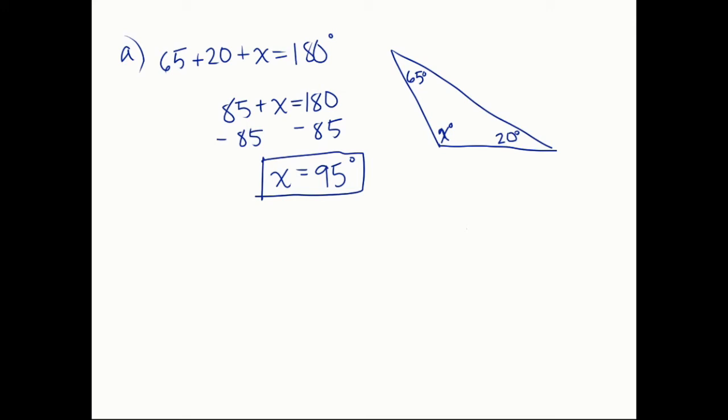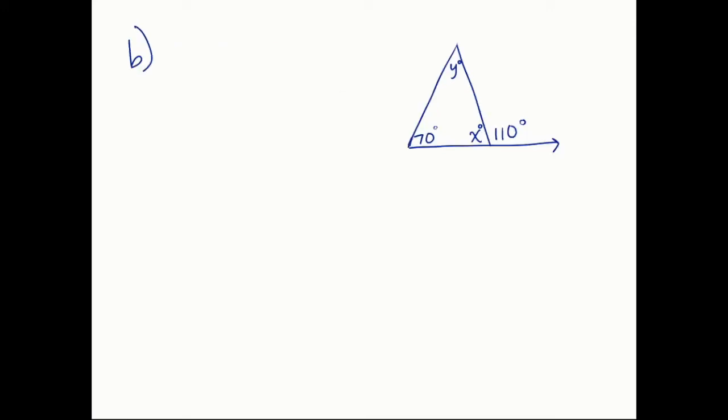All right, moving on to problem B. I have another triangle here. I see that the bottom of this triangle has been extended and the angle on the outside is 110 degrees. I'm trying to find 2 angles in this triangle this time. And I notice that this set of angles right here make up a straight angle. So I know that 110 plus x has to equal 180. Subtracting 110 from both sides gives me x equals 70.